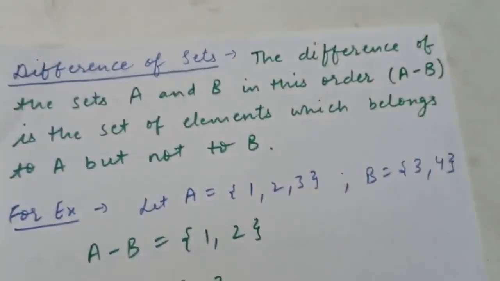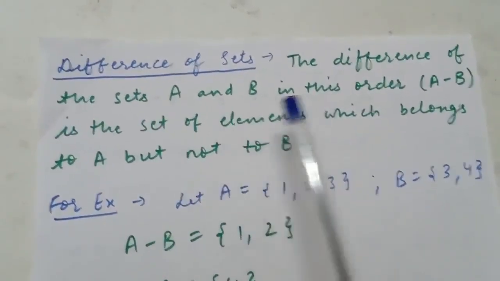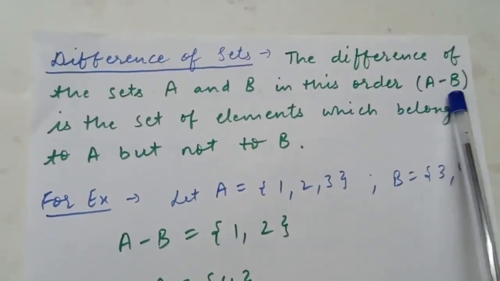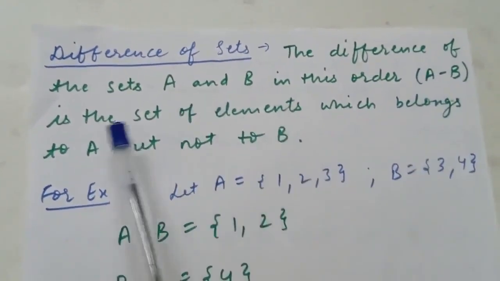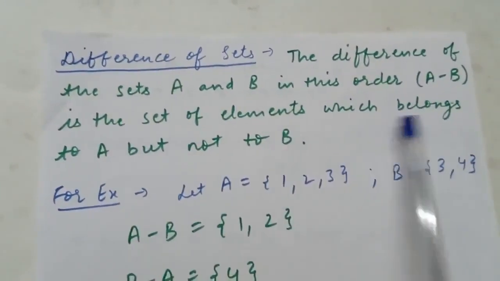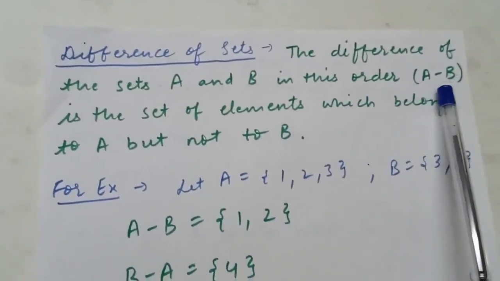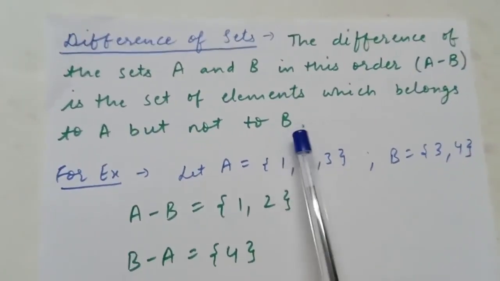Now next is the difference of sets. The difference of the sets A and B, in this order only, A minus B. It is called A minus B, or the difference of the sets A and B, is the set of elements which belong to A but not to B. So A minus B includes those elements which belong to the set A but not to the set B.